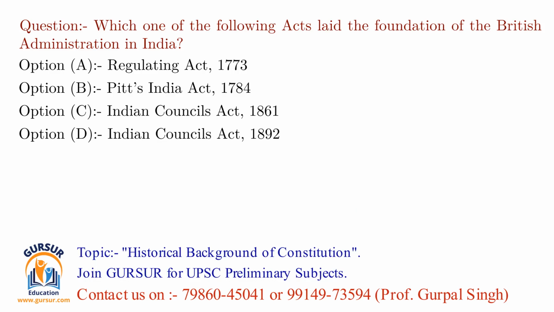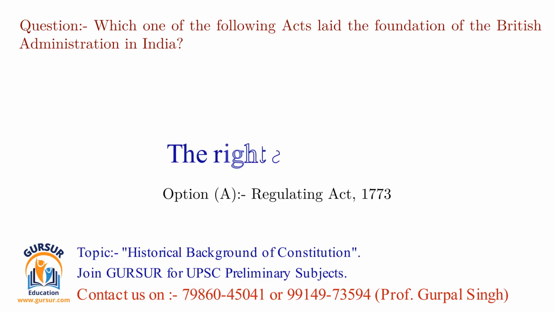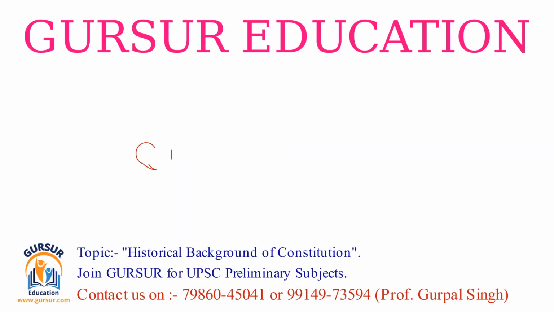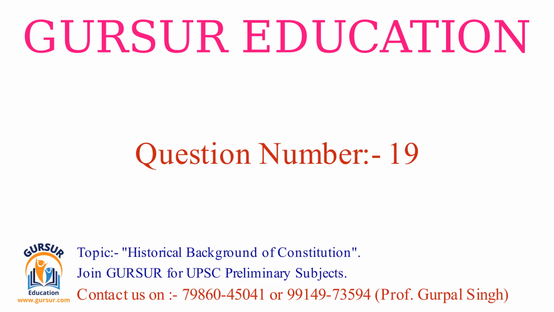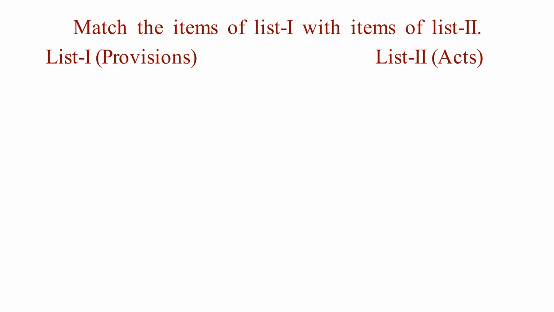So the right answer of this question is option A, and that is Regulating Act 1773. So now we move next. The question number 19 is, match the items of list 1 with items of list 2. So let's see which items are available in list 1.